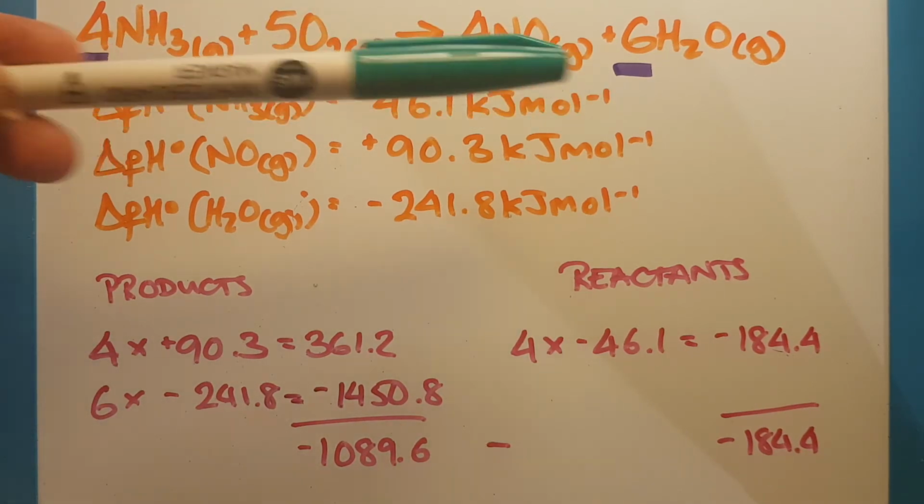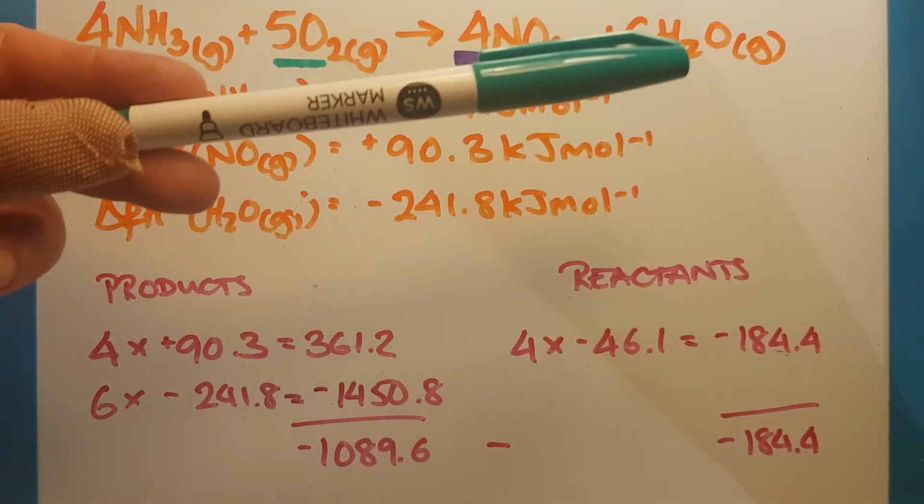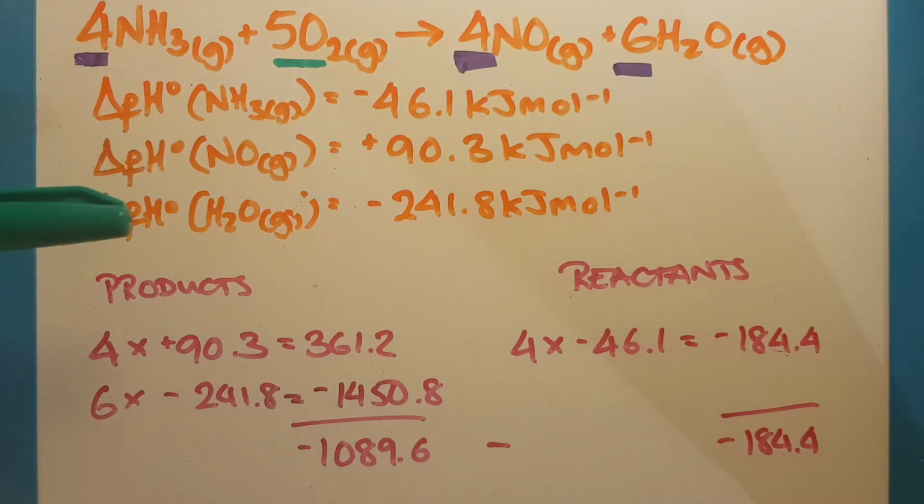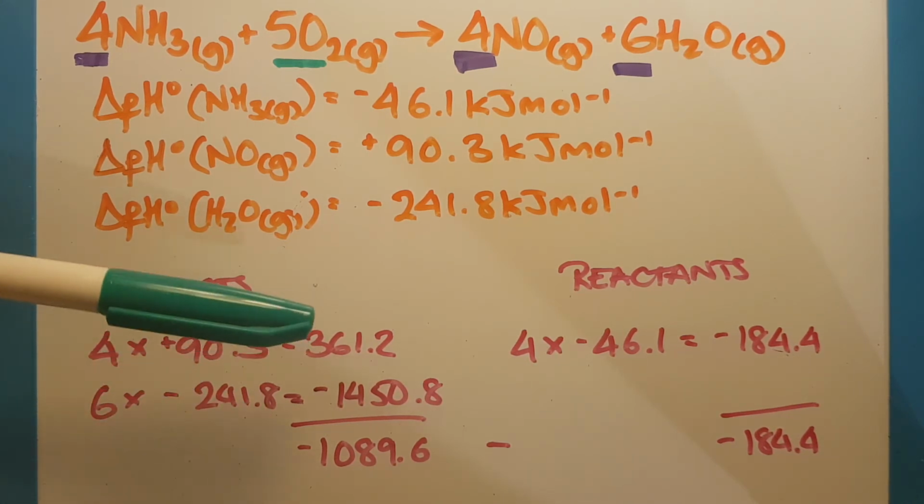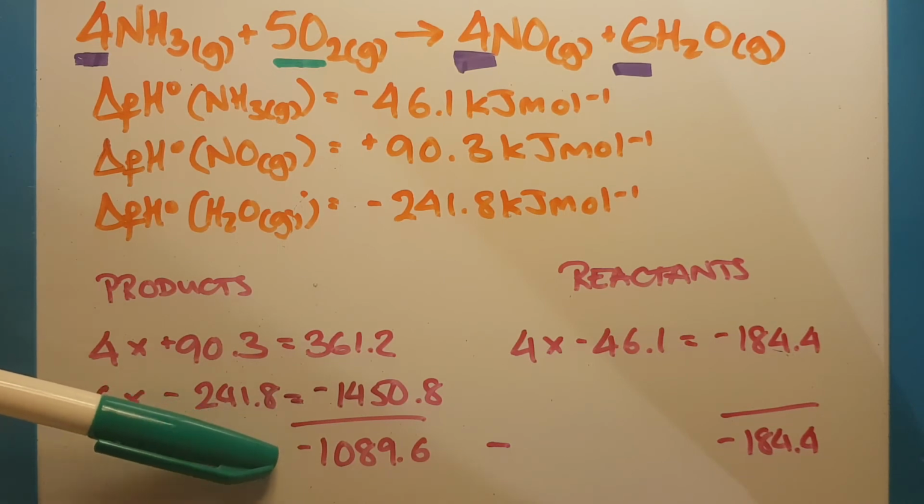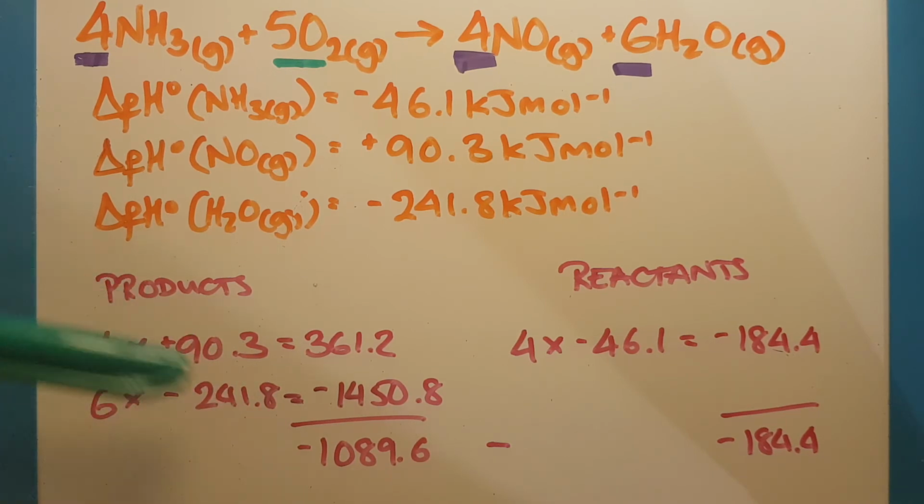I've got 6 waters, and in this case it's steam. Do take note of the state of matter, because if they give this as a liquid, you've then got to include something else, which is the enthalpy of vaporization, which we met earlier as well. But that's normally given at scholarship level, so we'll address that with those students separately. So I've got 6 of those, so I'm going to go 6 times negative 241.8, and I'm going to add those two values together. That is the sum of the enthalpy of formation of the products.